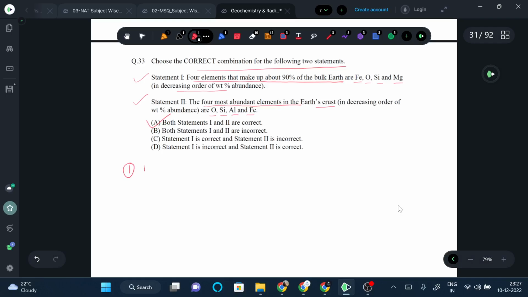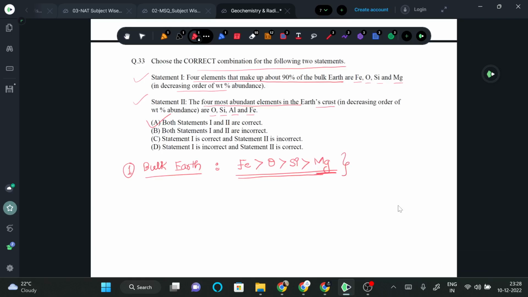Statement 1 is talking about bulk Earth. Bulk Earth means it is including the complete Earth. So where are you getting the confusion here? Bulk Earth actually has Fe in the most abundance because of the core. Core is formed of Fe. Then Mg here exceeds Al and Fe because Mg is there in, as you must have heard, Mg perovskite and all. Mg is there in the mantle a lot. So this is the decreasing order of abundance when we are talking about bulk Earth, the complete Earth.